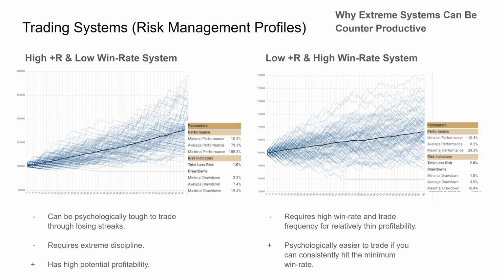And I'm comparing this to a more balanced system, like the one I'm trading, or the one I think a lot of you guys trade in the Phantom community. Now the pro to it is it might be psychologically easier for you to trade if you can consistently hit that minimum win rate. If you're maintaining that win rate, winning every other trade on average, it's not going to feel bad at all, right? That's a good system, right?